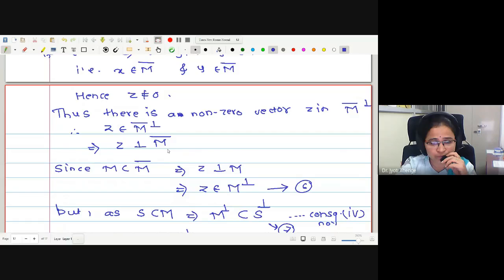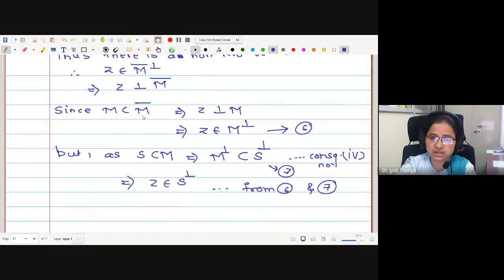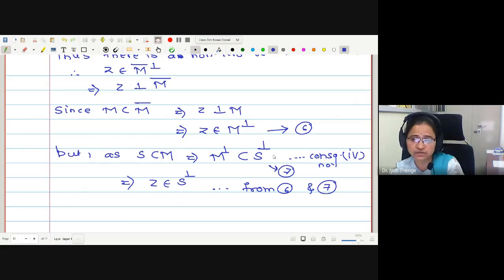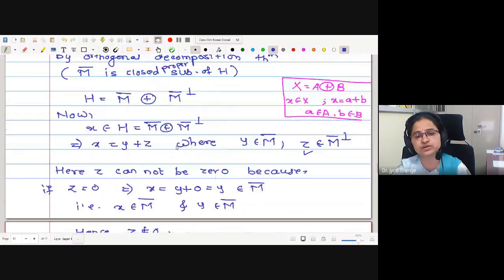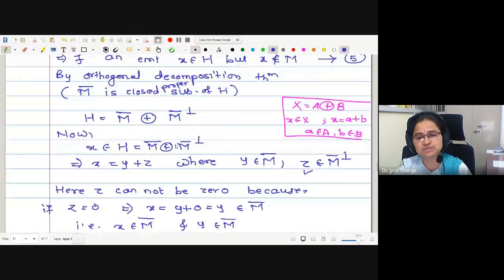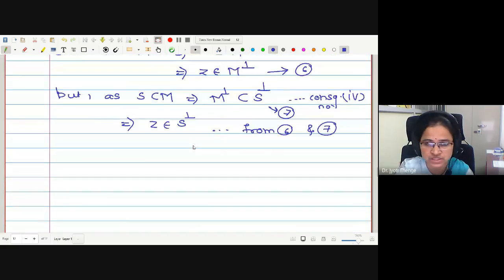Z in M bar perp implies Z is orthogonal to M bar. Since M is contained in M bar, it gives us Z is orthogonal to M also. Therefore, Z is belonging to M perp. As S is contained in M, M perp is contained in S perp. Therefore, Z will go in S perp. Now we have found a non-zero vector Z in S perp, which is a contradiction to the assumption that S perp is singleton 0. Therefore, this is a contradiction to the assumption.